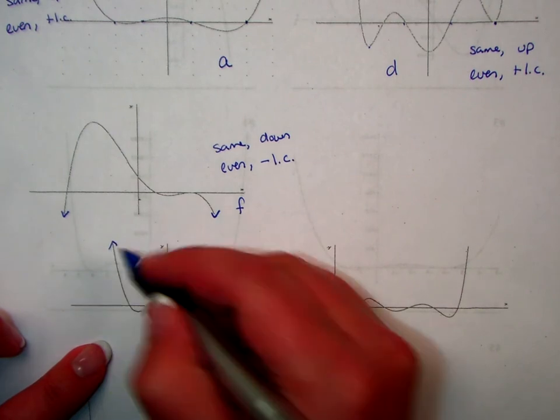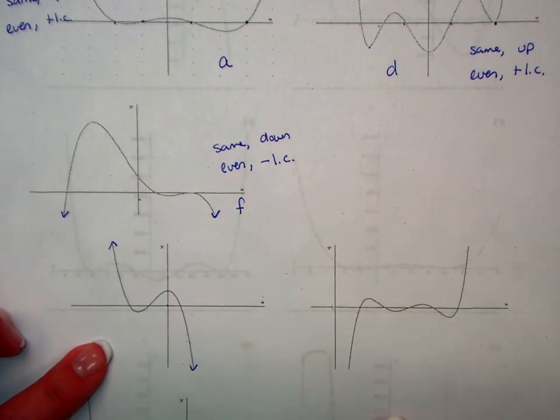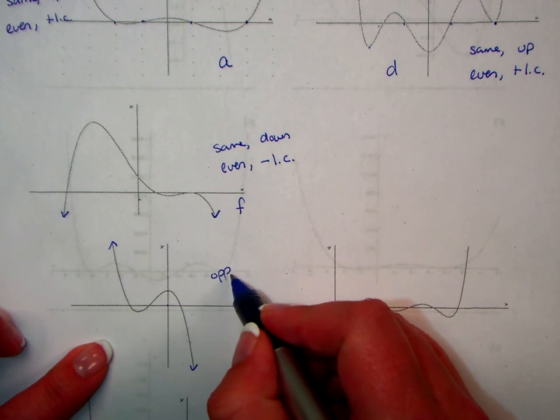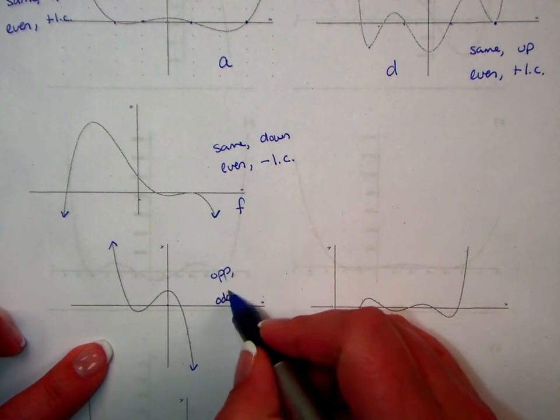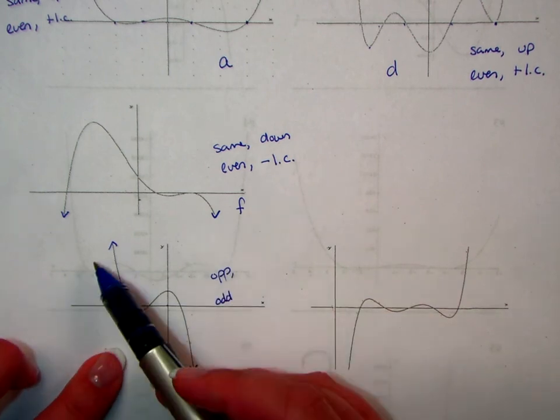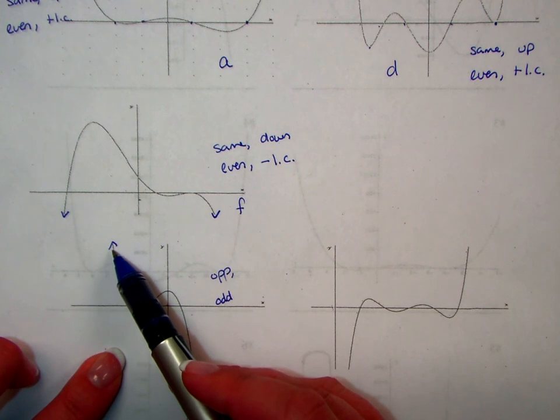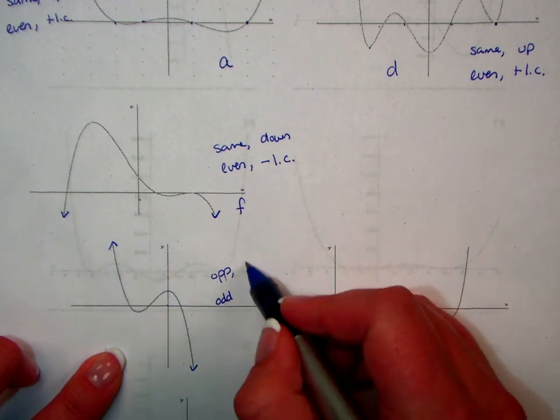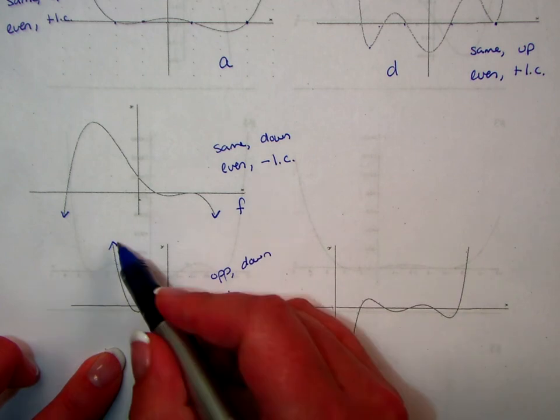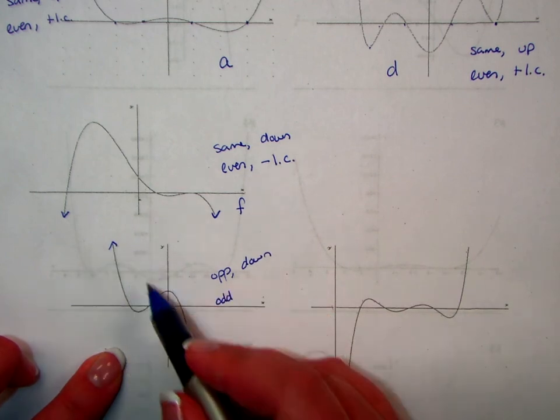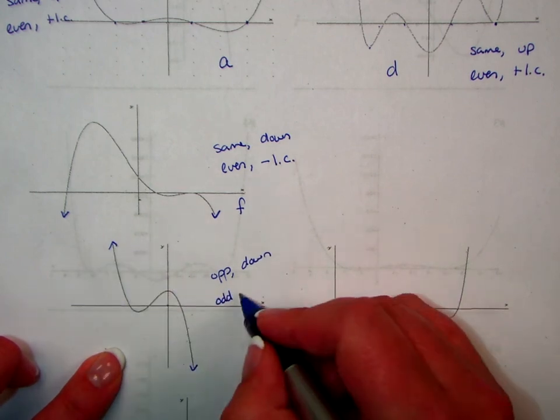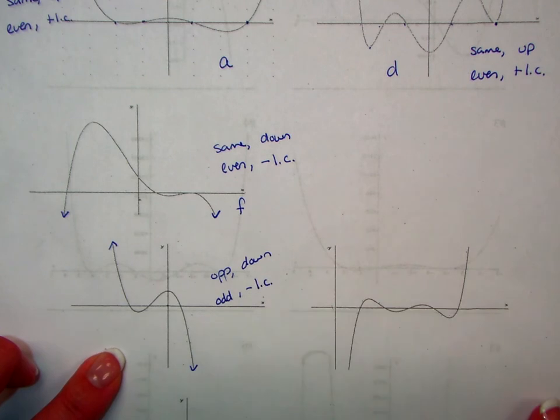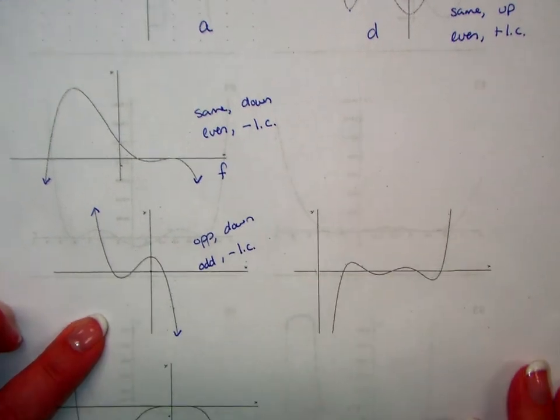All right, this one, the ends are opposite. One's up, one's down. So opposite means we must have an odd polynomial. Now, these ends, if I were to connect them, I would have a negative sloped line. So I'm going to say these ends are going down. And since these were starting up and going down, I know it's a negative leading coefficient. I'll match it in just a moment.